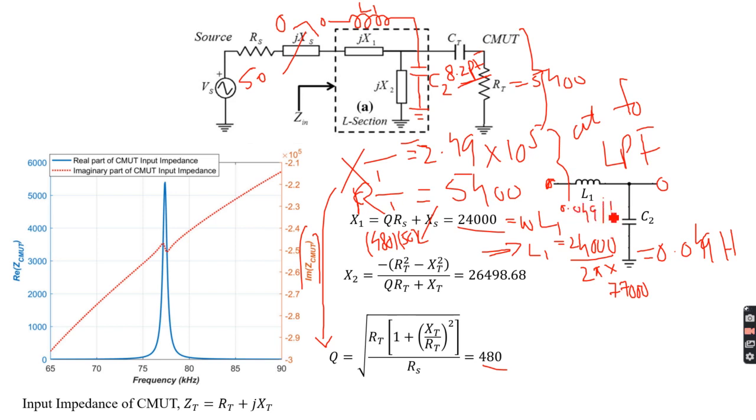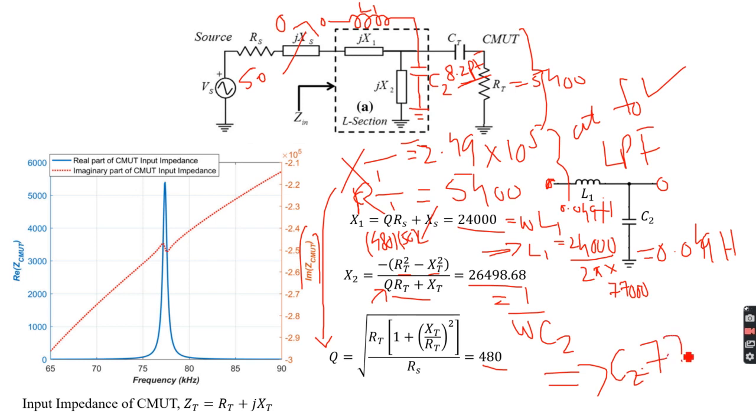Okay. Similarly, I can find C2, just plug in the values of RT and XT over here with the quality factor that is equal to 480. You find out that X2 is this, which is equal to 1 over omega C2. And omega is again 2 pi into 77,000 because we are working at resonance. So you find out from this expression that C2 is 77.4 picofarads. Okay, so I think my job is done over here. So C2 is 77.4 picofarads.